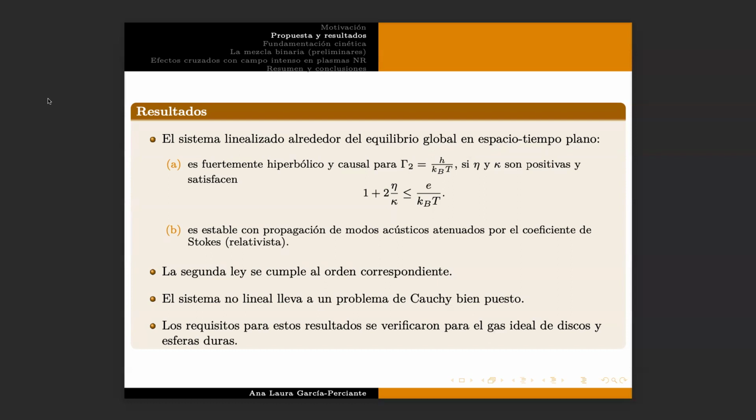And also, instead of having the generic instability, which was obtained with Eckart's theory, we get just acoustic modes propagation, which are damped by the Stokes coefficients. So it's just a direct generalization of the non-relativistic case. So there's no instability, the system is strongly hyperbolic, and it's causal. Also, the second law can be verified to first order in gradients. The full nonlinear system leads to a well-posed Cauchy problem.